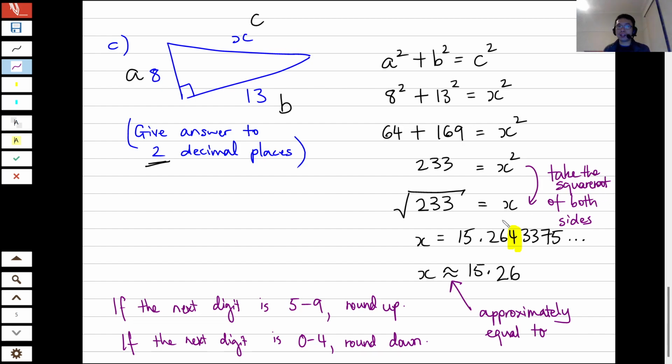Okay, in the next video, we will solve for one of the other two sides, A and B.